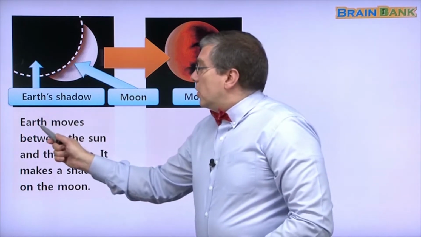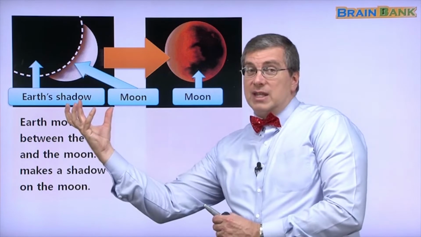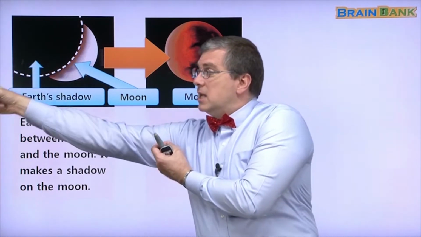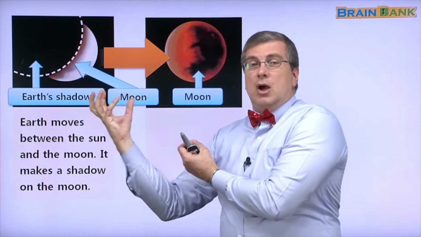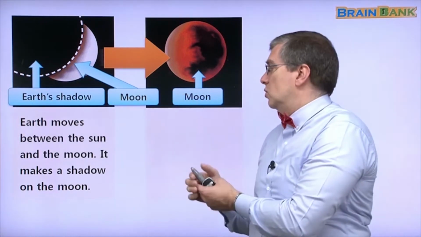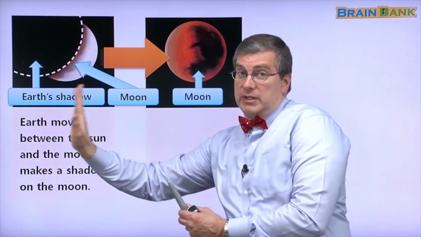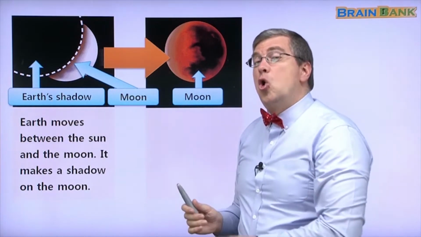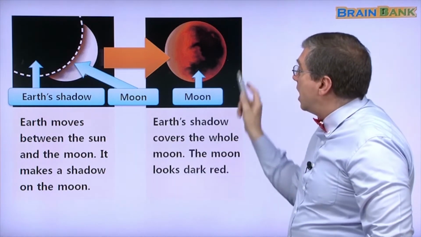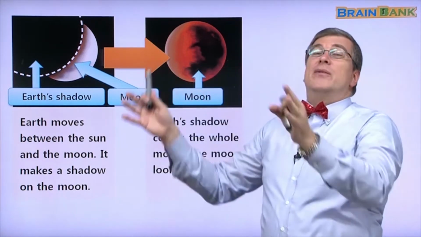So, Earth moves between the sun and the moon. Here is the Earth, here is the moon, there is the sun. Sun, moon, Earth. Earth is between the sun and the moon. It makes a shadow on the moon. It blocks the light, and it covers the whole moon. Earth's shadow covers the whole moon. The whole moon. All of it.